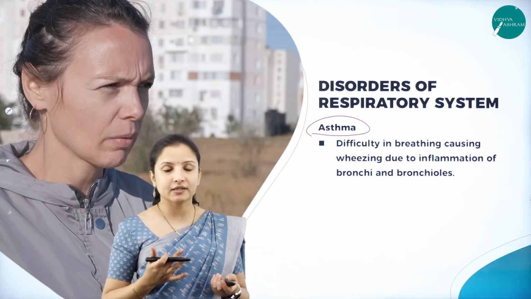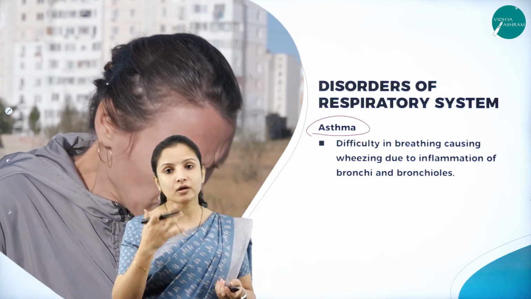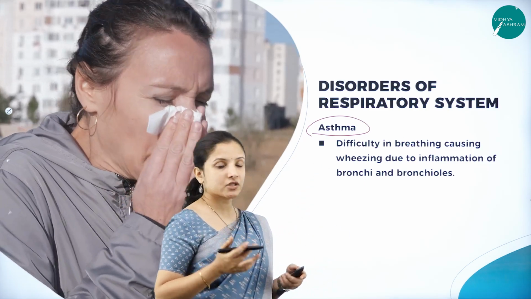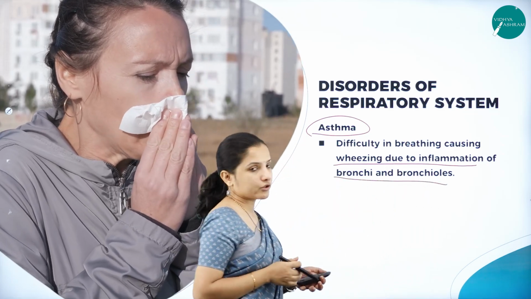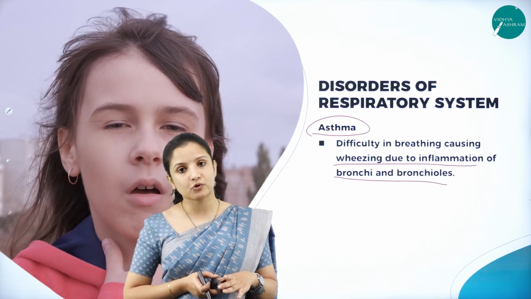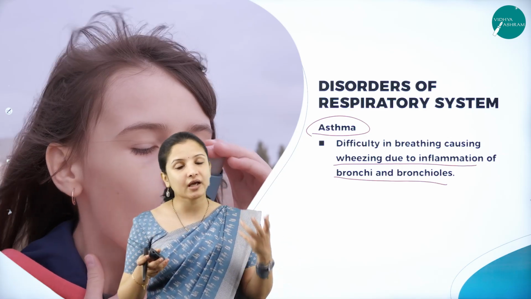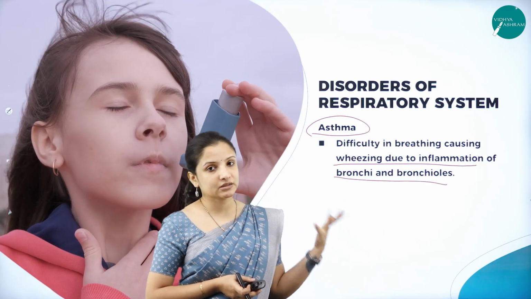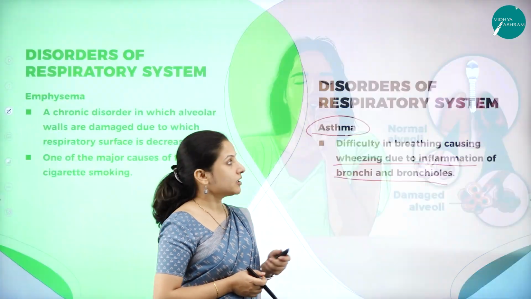A person having asthma will have difficulty in breathing. Difficulty in breathing means he will not have the ability to take in enough oxygen. It later causes wheezing due to inflammation of the bronchi and the bronchioles. The bronchi, that is the main branches, and the bronchioles, the secondary branches, will inflame and swell up, and this inflammation will lead to wheezing. So asthma is one of the important respiratory disorders.